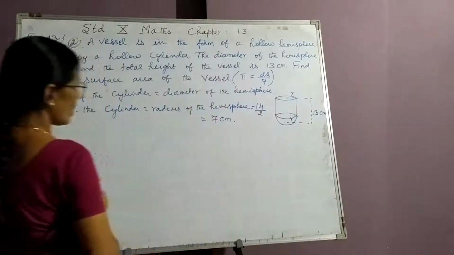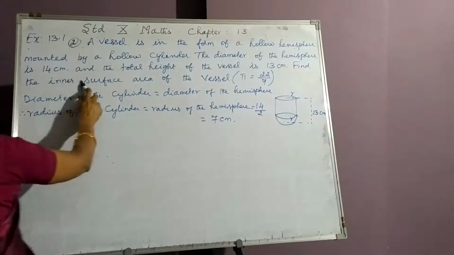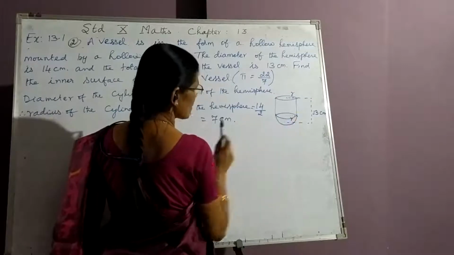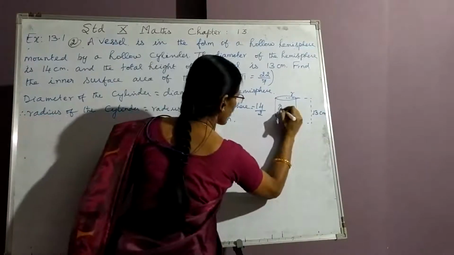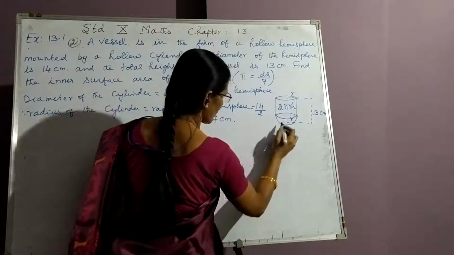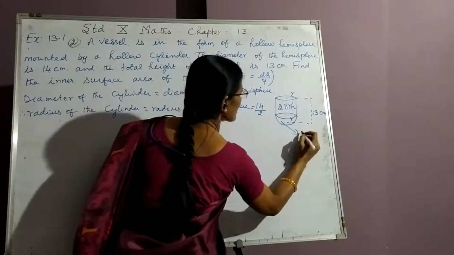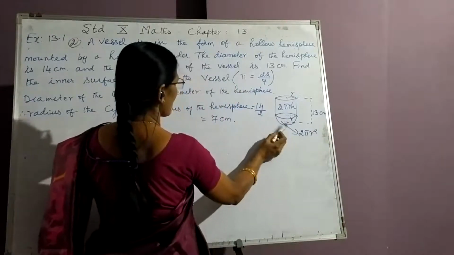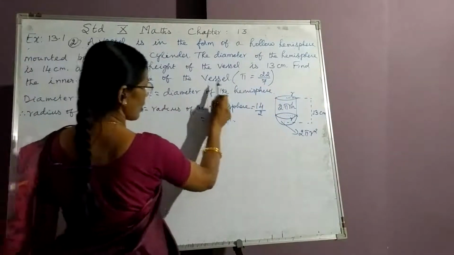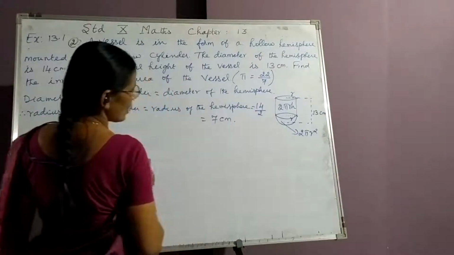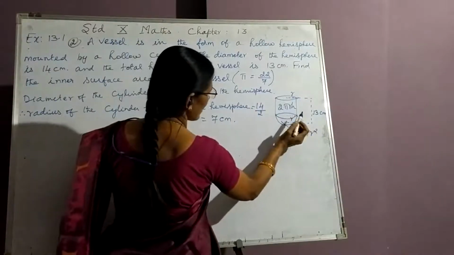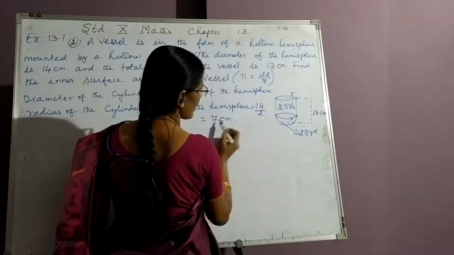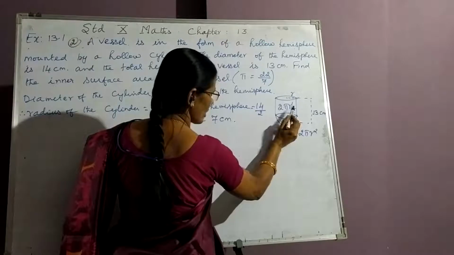We are asked to find out the inner surface area of the vessel. Vessel is the combination of cylinder and the hemisphere. So, this portion we have to find out. Curved surface area of the cylinder and curved surface area of the hemisphere also we have to find out. So, if we add these two areas, that is the inner surface area of the vessel. To calculate this, we need R and H of the cylinder. R we know it is 7 centimeter. So, H is left over to calculate.